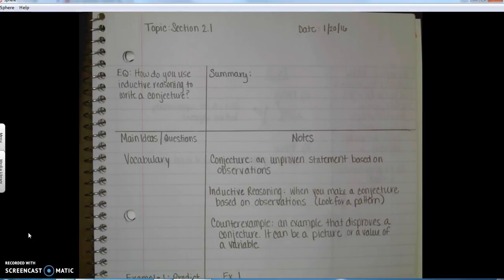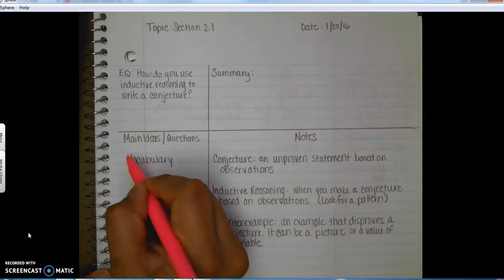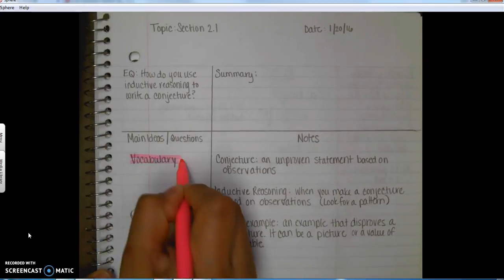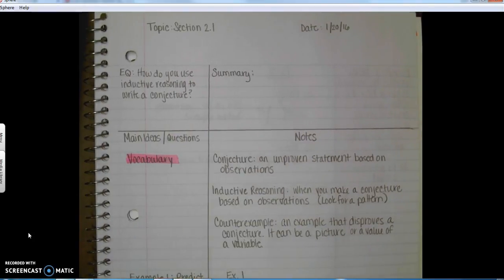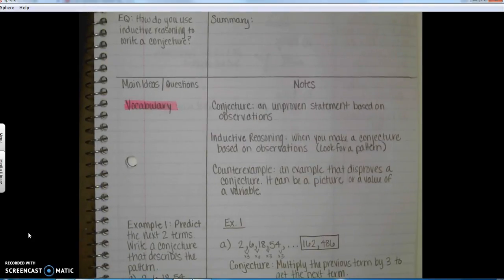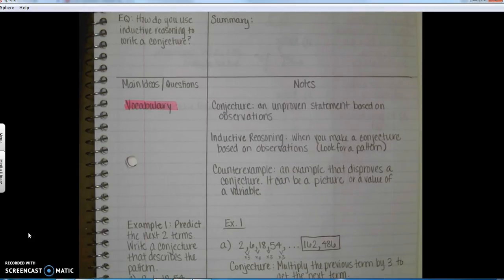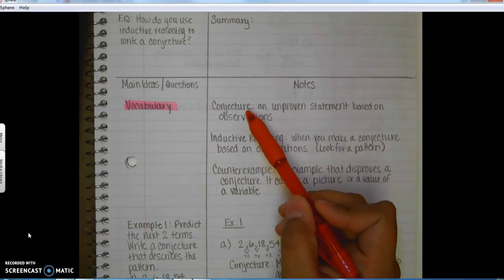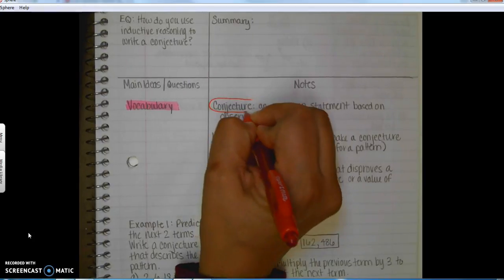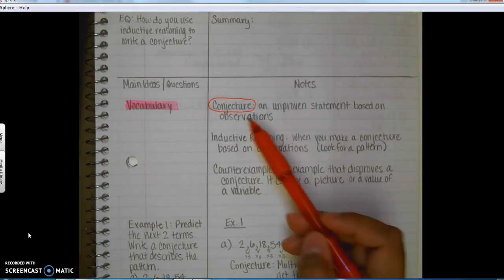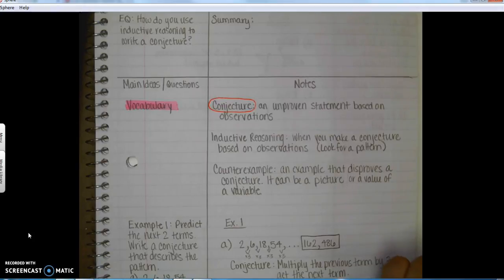We only had 1 main idea, so they would highlight that, then highlight vocabulary, and then they would go back and scan their notes. So that's their repetition. I always tell them, as you circle something, say the definition to yourself. They would say, okay, conjecture, that was a key term, so I'm going to circle that, and then reread what it meant. Conjecture is an unproven statement based on observations.